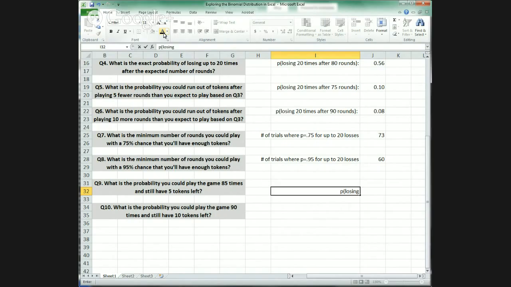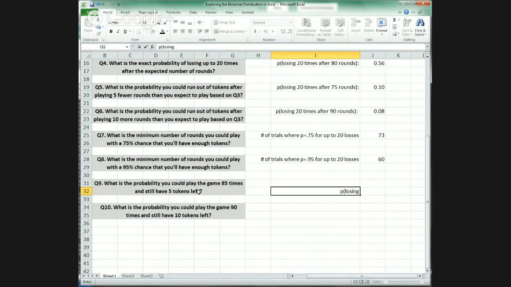And how many times are we losing? So we could play the game 85 times. Well, that's the number of trials, so that's not what we need yet. And still have 5 tokens left. Well, there it is, that's the information we need. We know that we have 20 tokens total. If we want to play and still have 5 tokens left, then we need to figure out how many times we're trying to lose in this situation. So if we want to have 5 tokens left, that means that we're losing 15 times.